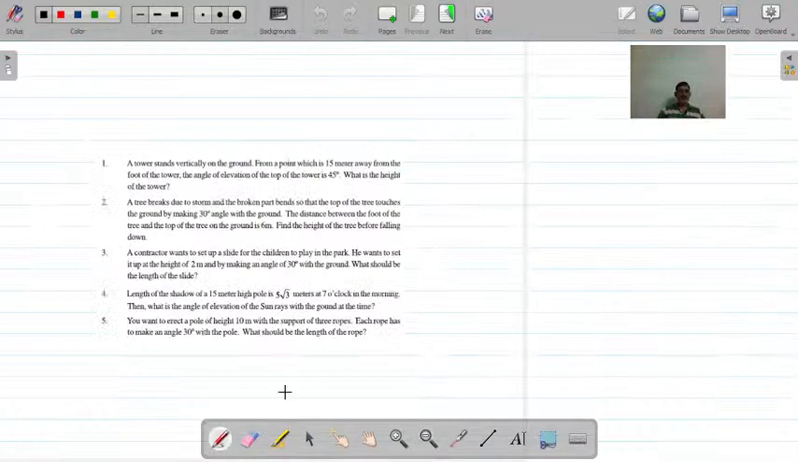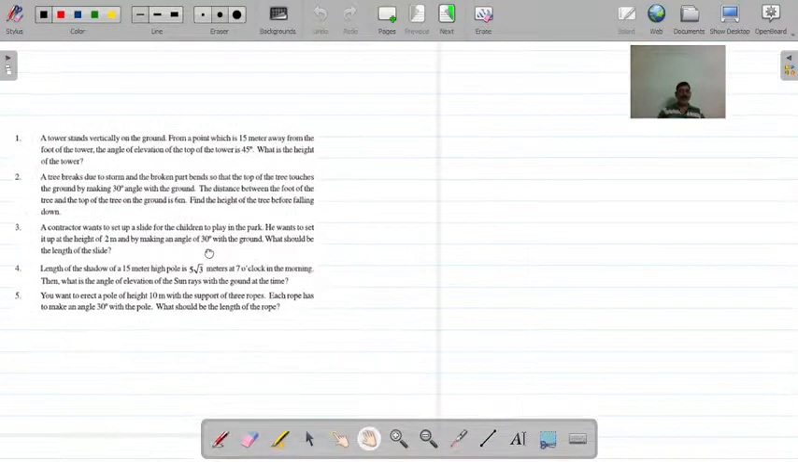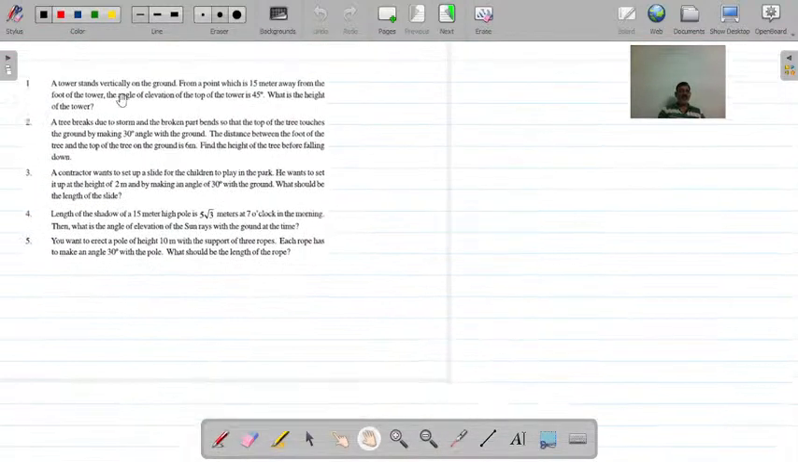Okay, right, I hope you can see them. What is the first question given? A tower stands vertically on the ground. From a point which is 15 meters away from the foot of the tower, the angle of elevation of the top of the tower is 45 degrees. What is the height of the tower?